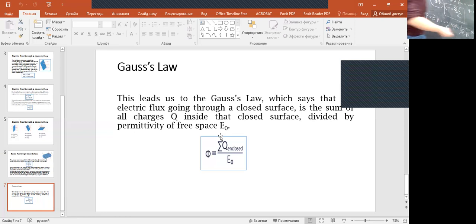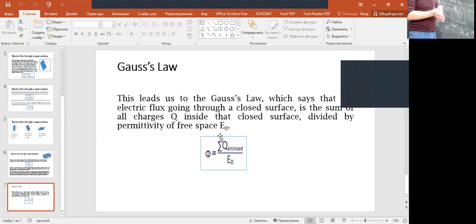It means that for any closed surface, the flux is equal to the sum of the Q divided by epsilon 0. Okay? This is the Gauss law.